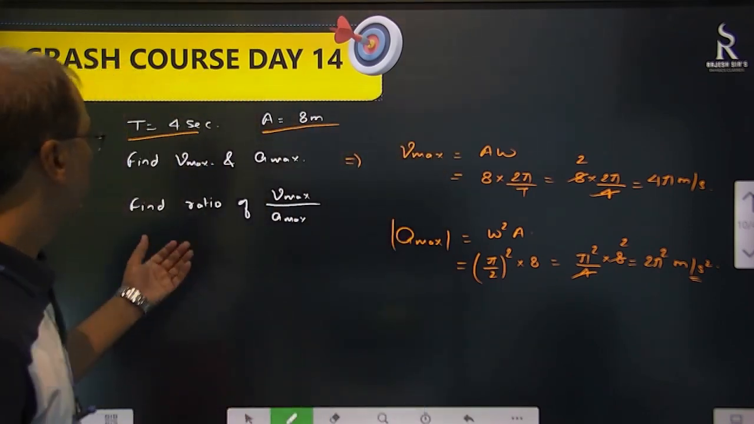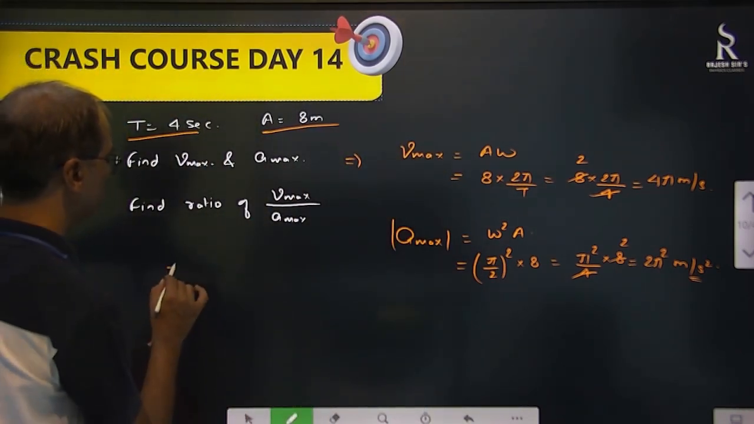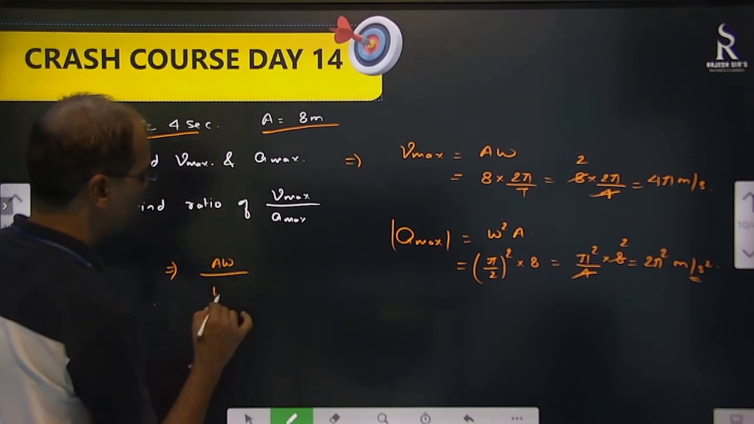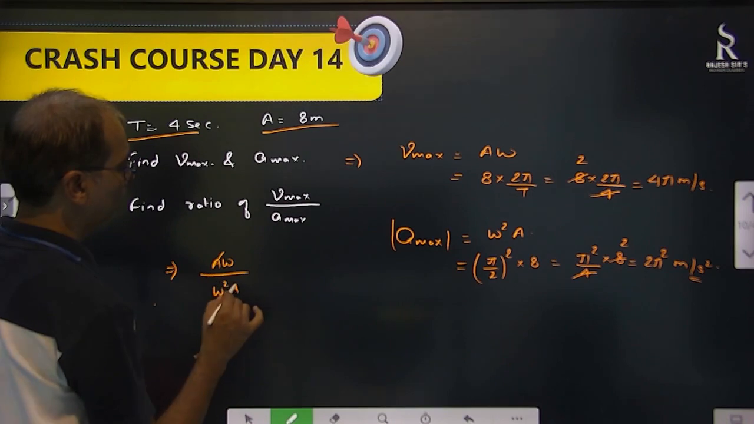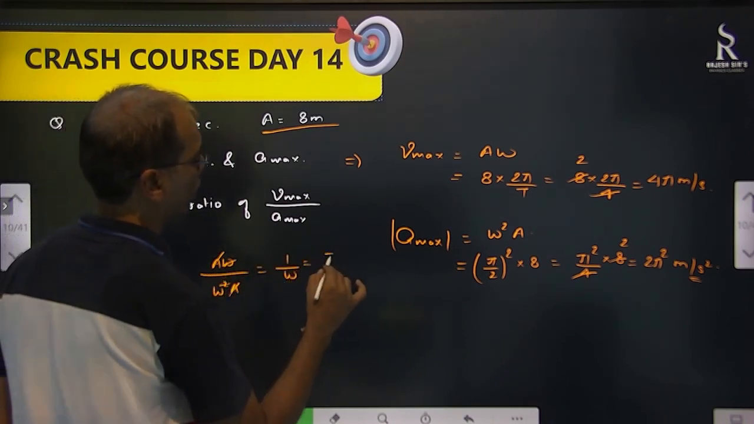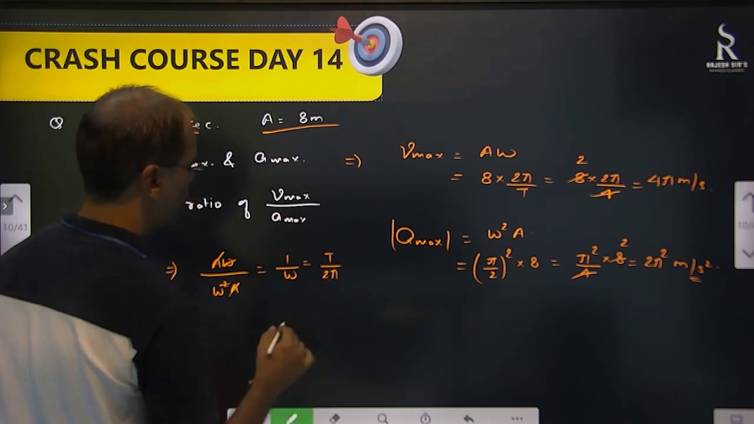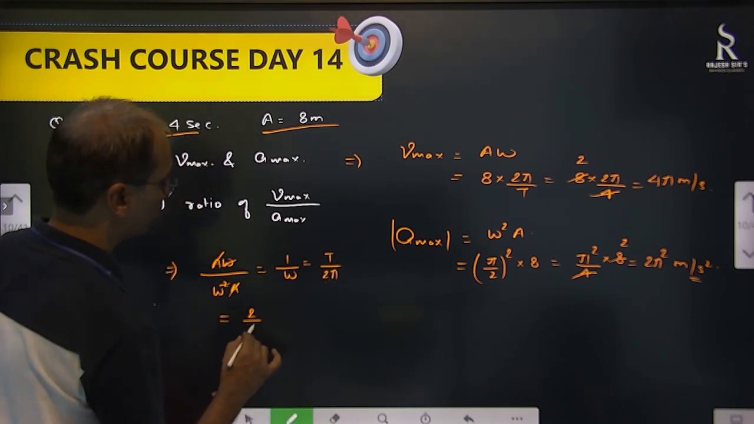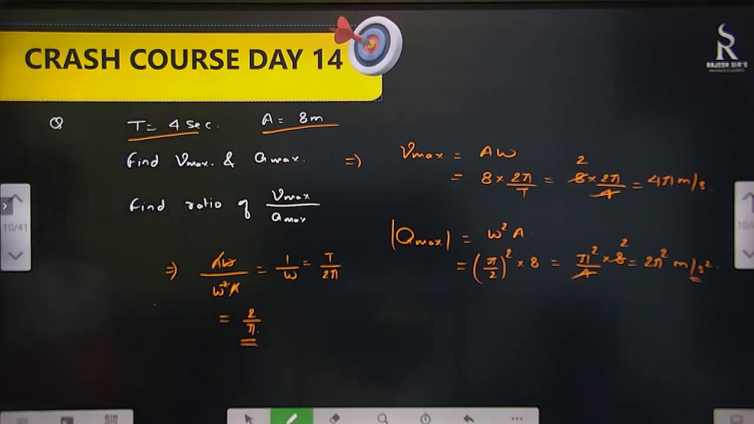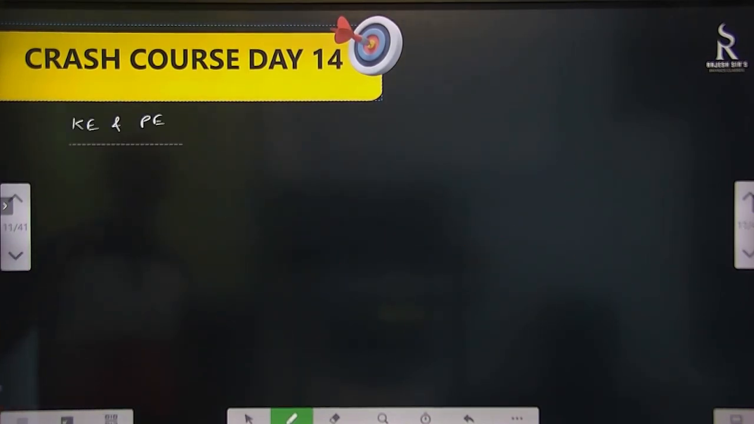Then the ratio of V max to A max. Now the ratio is what? A omega by omega square a. A cancels, omega cancels. This is actually 1 by omega only. That means T by 2 pi. So 4 by 2 pi, that is 2 by pi. So this is V maximum and A maximum. Right? Okay, let's go back.